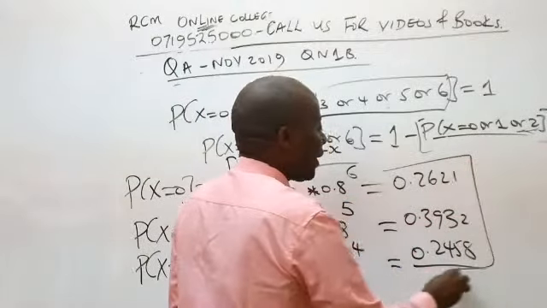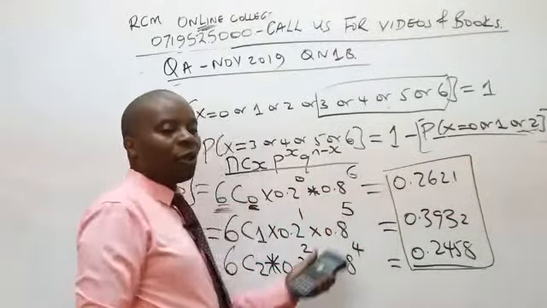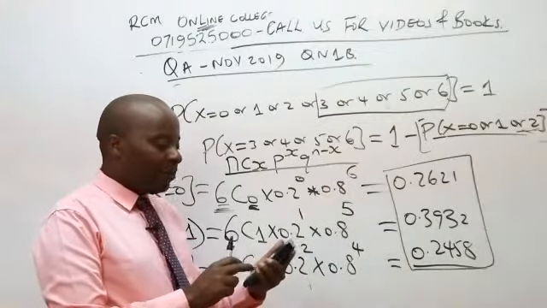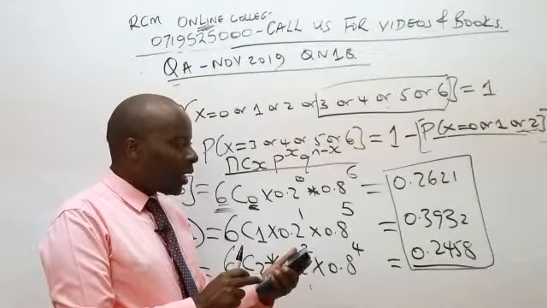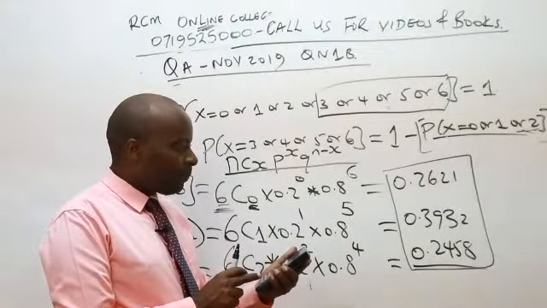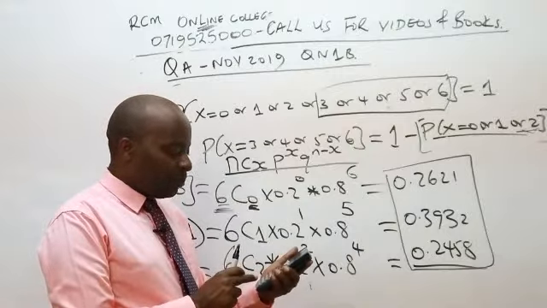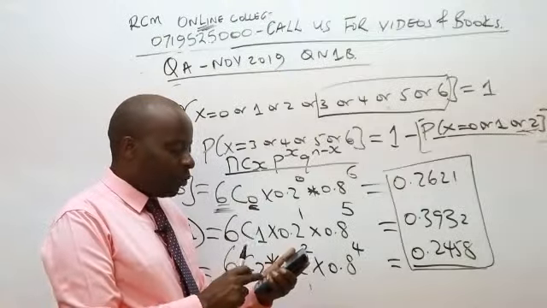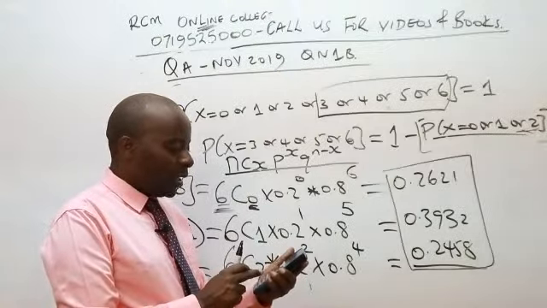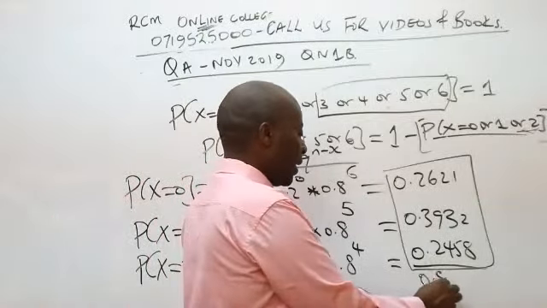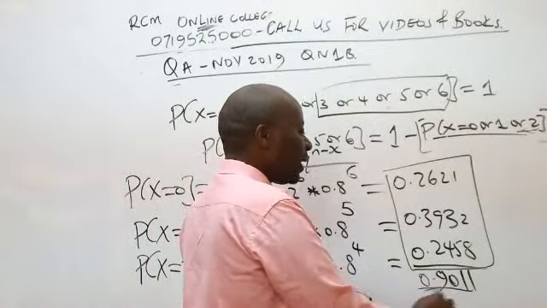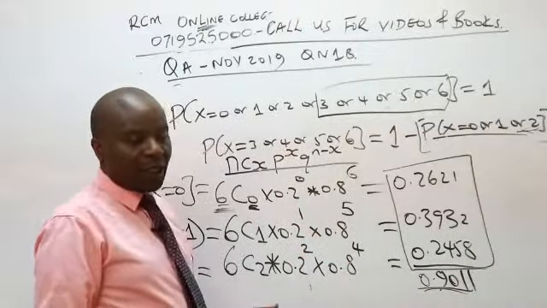That come and give us a consolidated total figure. Add them. So this gives us 0.2621 plus 0.3932 plus 0.2458, which will give me 0.9011. Remember, that is not the probability that they wanted us to get.